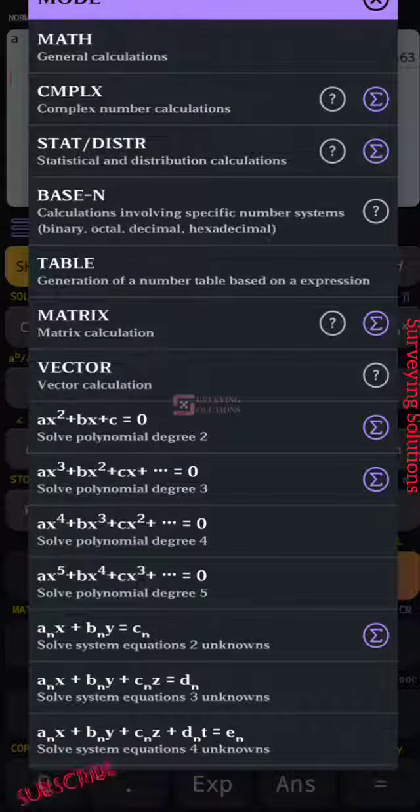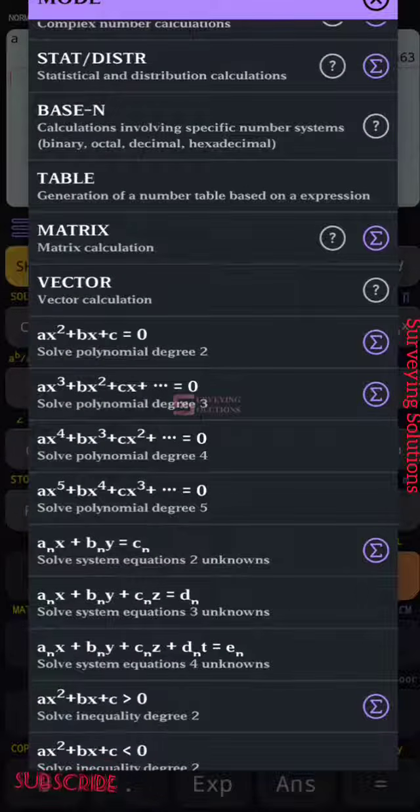When you want to work on complex numbers, you just click on it. But let's look at some equations. Now when you look at the equation below vector, you see solve polynomials degree 2. That means you have the square of 2, right? Good. You can solve that. Then you come down to solve polynomial degree 3, polynomial degree 4, polynomial degree 5, as the case may be, right? Good. Then when you come down, you can also see where you can solve a system of equations with 2 unknowns. That's what we want to check out now.